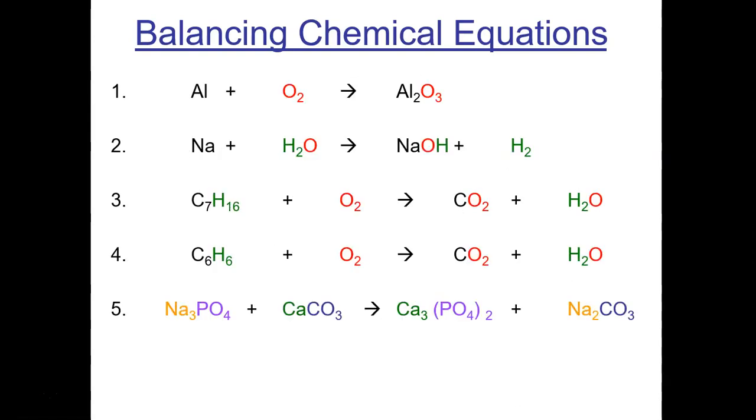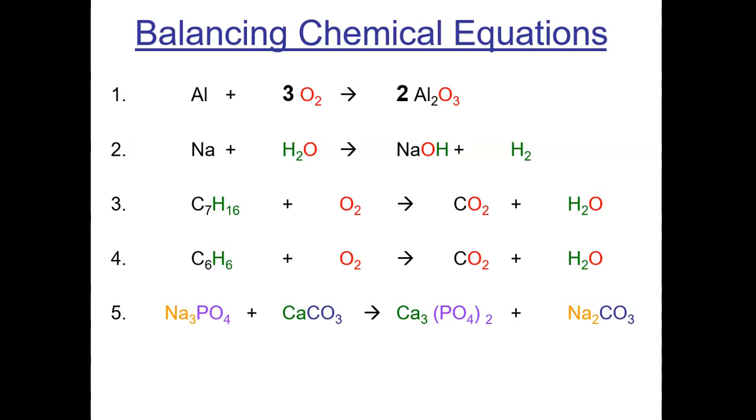So let's look at the first one. Now, we can start wherever we want. Let's start with oxygen. To balance oxygen, we would need to put a 3 on the reactant side in front of O2 and a 2 in front of aluminum oxide. Now, when we put a 2 in front of aluminum oxide, that applies to both aluminum and oxygen, right? Because we can't just have more oxygen, we have to have more of that entire compound.